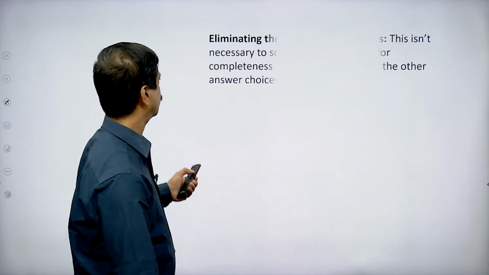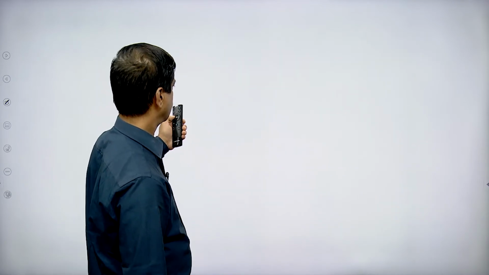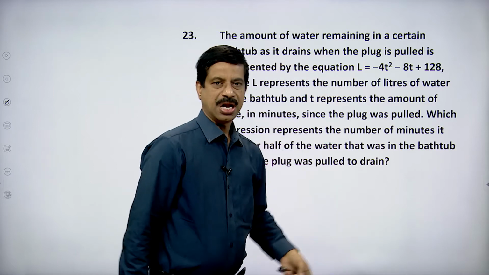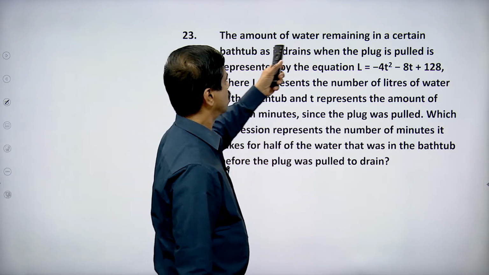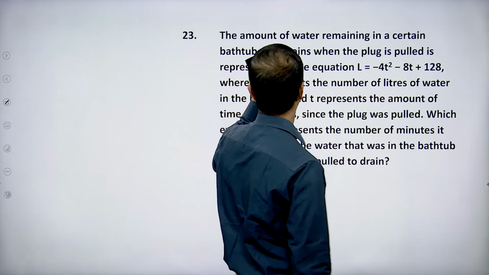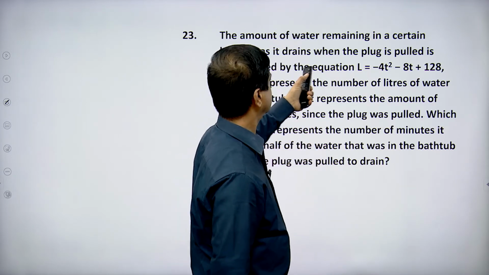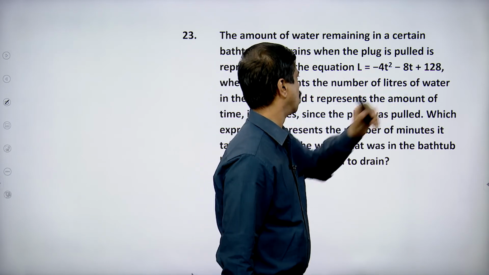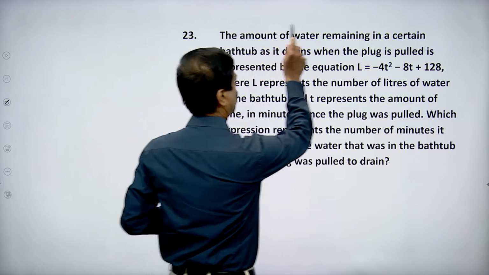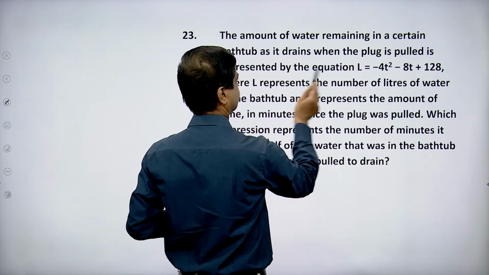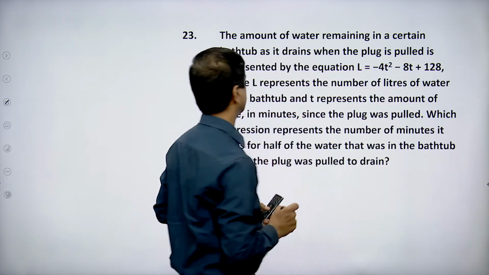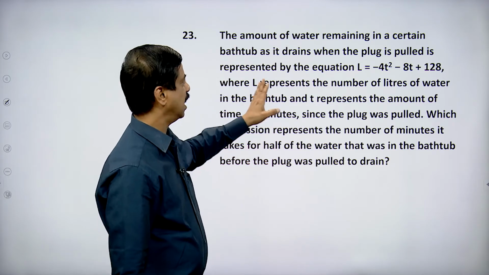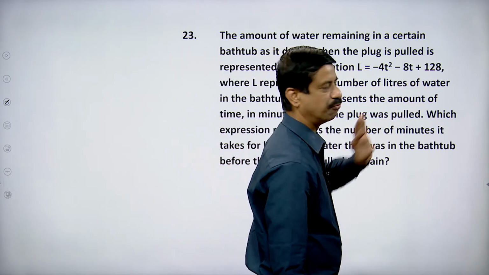Okay, let's go to this question now. See, now look at this question. The amount of water remaining in a certain bathtub as it drains when the plug is pulled is represented by the equation L equal to this. So this is not a big botheration for me. This quadratic equation is the botheration, where L represents the number of liters of water.